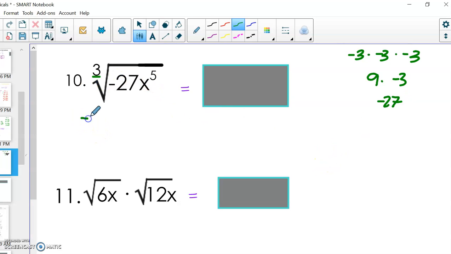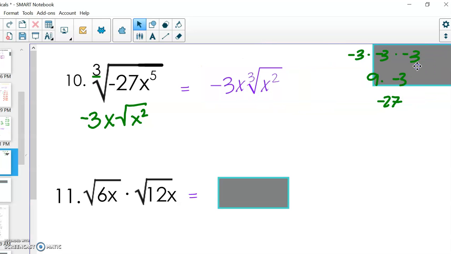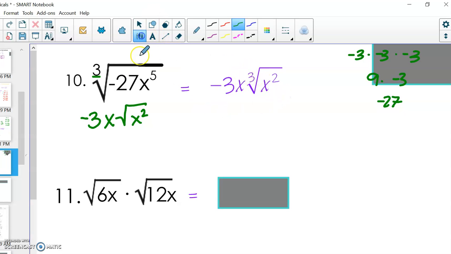So this is negative 3 x to the 5th. How many groups of 3 are there in x to the 5th? There's 1 group of 3, and there are 2 x's left over. So our final answer, negative 3 x on the cubed root of x squared. Don't forget that guy, cubed root of x squared.